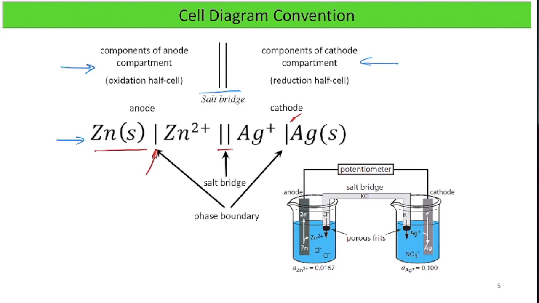So when we're writing these cell diagrams, it's easy to go from left to right if you're looking at a pictorial diagram, and just say that the zinc solid electrode is in contact with the zinc 2 plus solution, which is in contact with the salt bridge, which is in contact with the silver plus solution, which is in contact with the silver electrode. So we're just going from left to right, what is in contact with what, and just writing it down in that order.